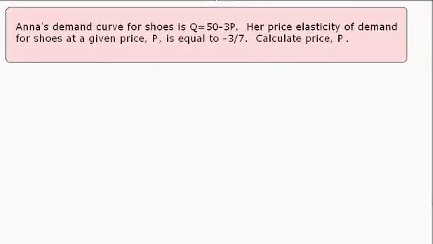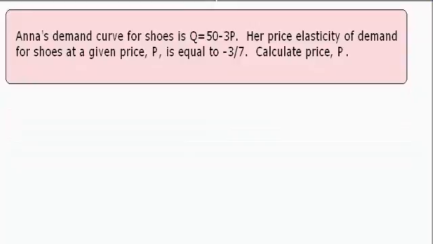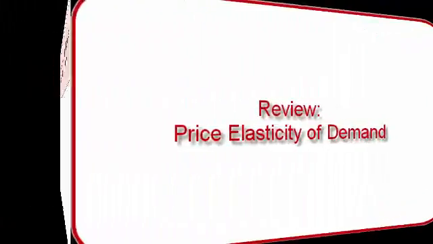Today I'll be solving an economics question involving price elasticity of demand. The question reads: Anne's demand curve for shoes is Q equals 50 minus 3P. Her price elasticity of demand for shoes at a given price P is equal to -3/7. Calculate price P. Before I delve into this question, I'll start off with a short review on price elasticity of demand.